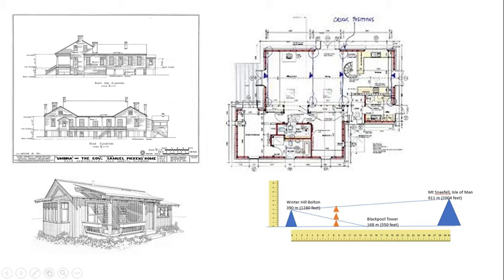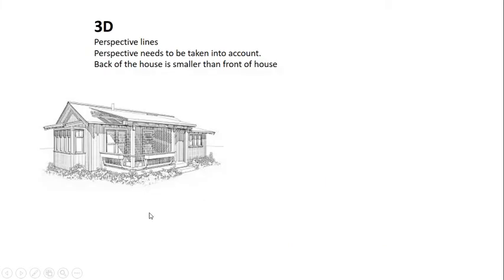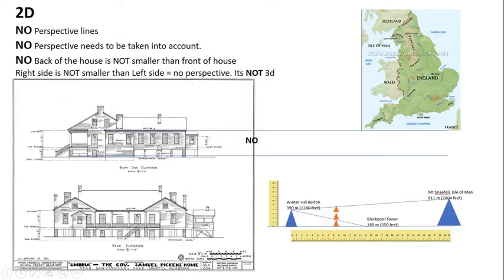This is 3D. So yes, we do have perspective. In 3D, we take perspective into account. We can draw lines from the roof, and we can draw lines along the floor, and we can see that the lines converge and there is a vanishing point. So we do have perspective lines. We do have perspective that needs to be taken into account. The back of the house is smaller than the front of the house. So definitely in 3D images, we take perspective into account.